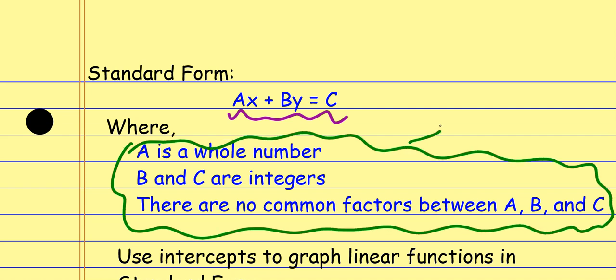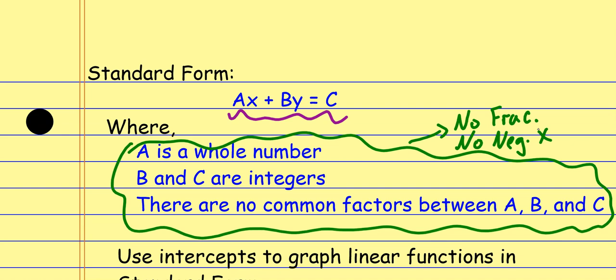This stuff can be summarized as, hey, no fractions, no negative for x, and no numbers that can divide into everything. Although some textbooks don't even bother with that third one, okay? So the big thing is no fractions, no negatives for x.